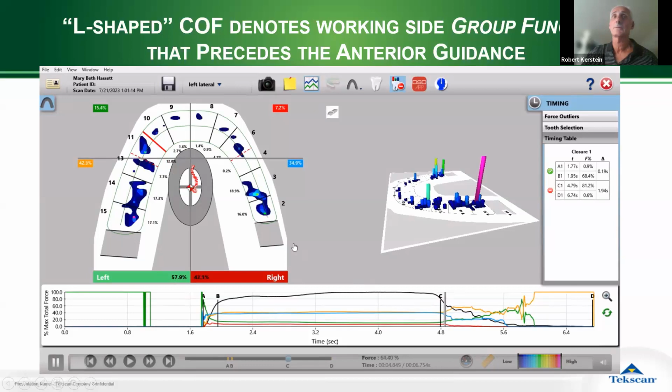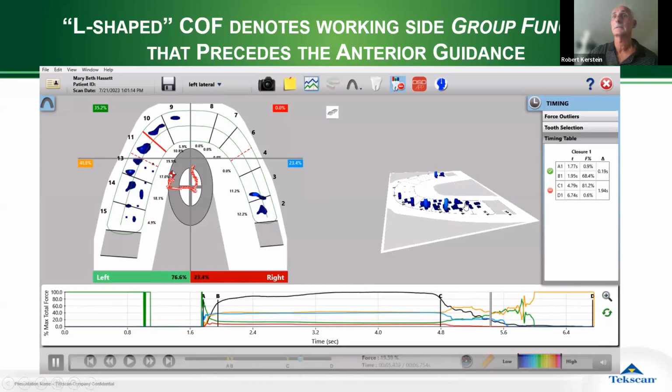So watch the center of force again. It goes directly sideways into the group function, and then as the back teeth somewhat dissipate, it tries to go forward. That always indicates group function. This is the L, right? Right here. That makes an L.